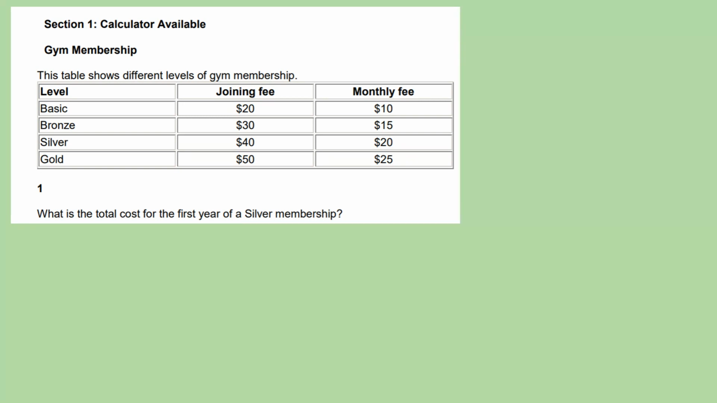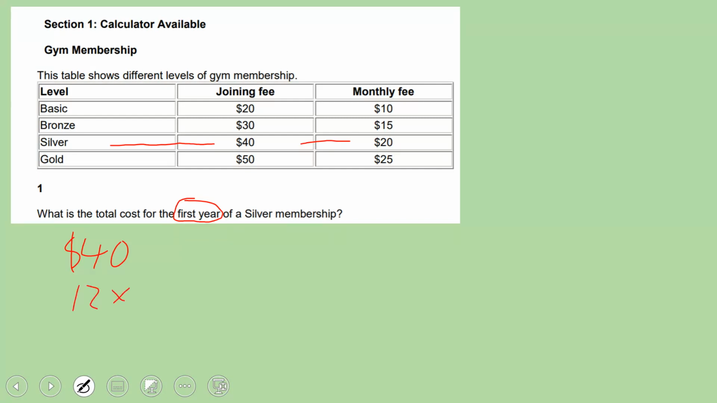So, to start off, this table shows different levels of gym membership. What is the total cost for the first year of a silver membership? So we're looking at silver, so we're looking at the values here and here. So you have to pay the joining fee first. So that is $40. And then you need to pay a monthly fee. And how long do we pay that monthly fee? The amount of months that it asks for in a year.